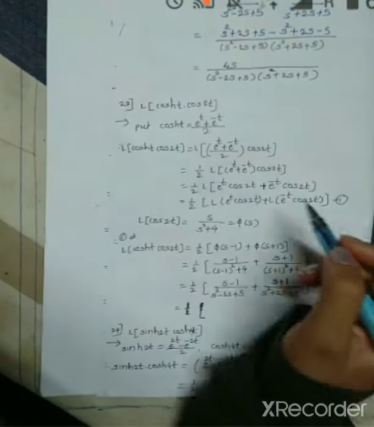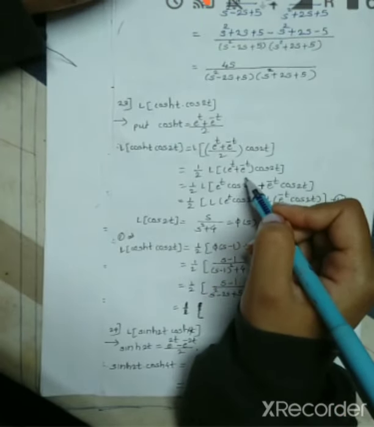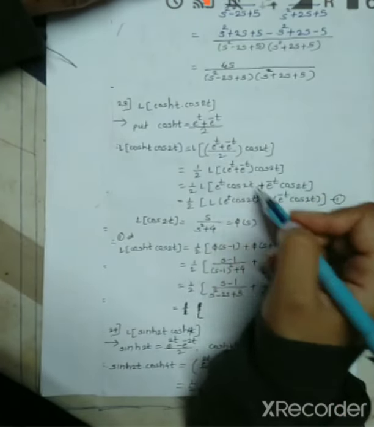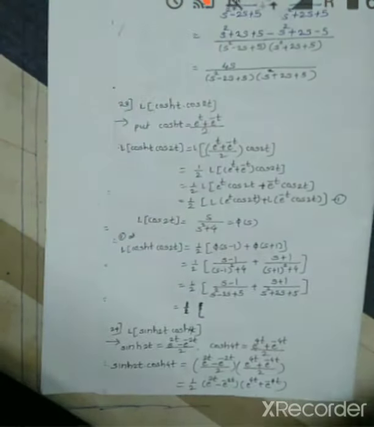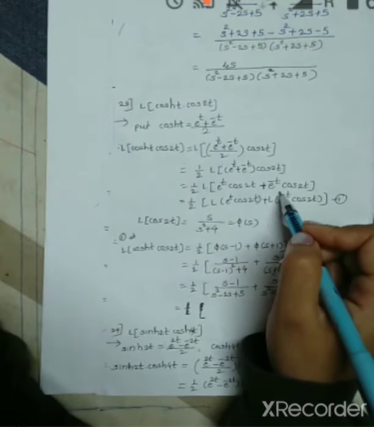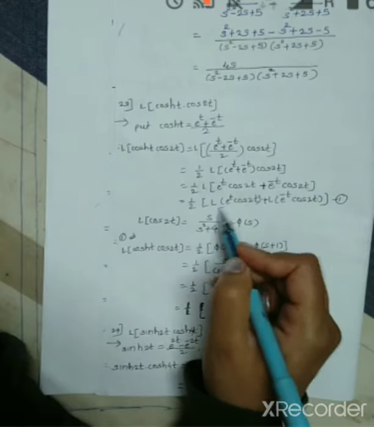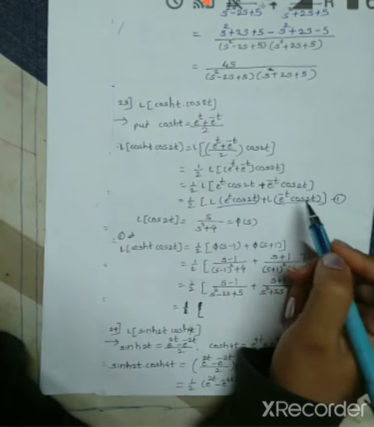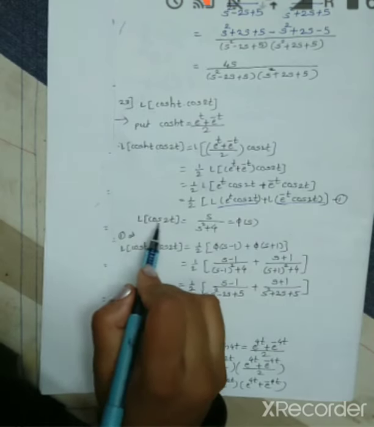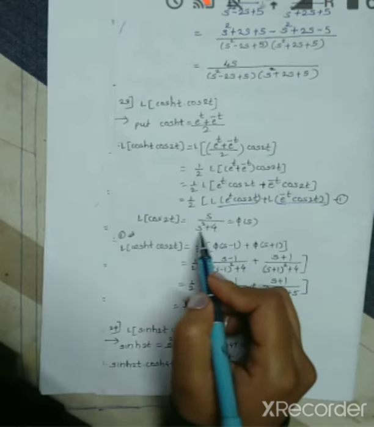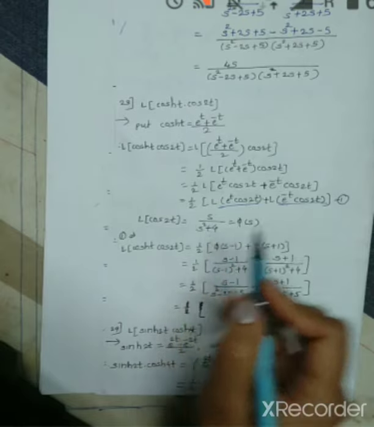Like above, take 1 by 2 outside, keep the cos bracket as it is, and take cos inside. We get e raised to t into cos 2t plus e raised to minus t into cos 2t. Take Laplace inside as it is, using our exponential property or first shifting property: Laplace of the first term plus Laplace of the second term. In both terms the functions are the same, so we just have to calculate the Laplace of cos 2t once. L of cos 2t is s upon s square plus 2 square, that is 4. Call this phi of s, because we are using the exponential property after that.